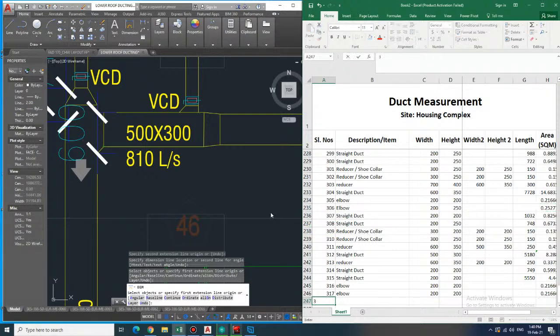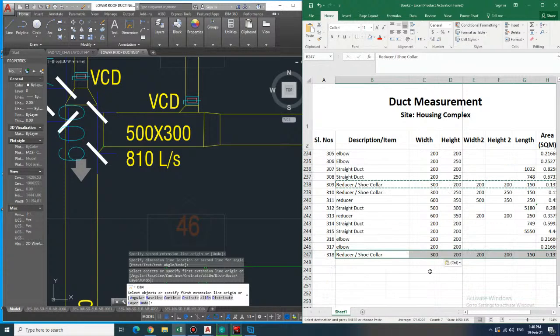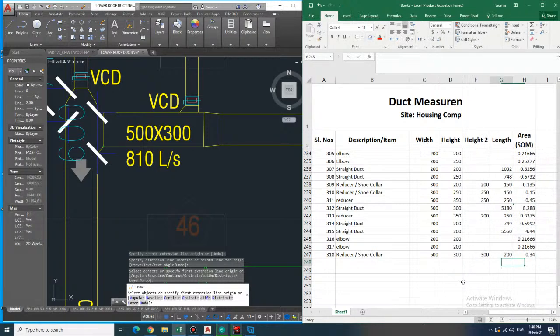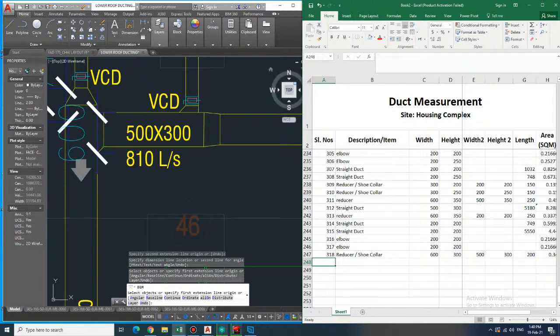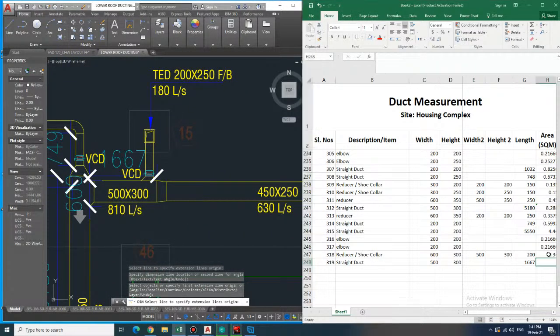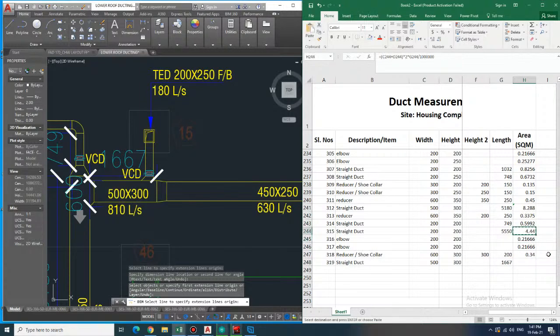Next, 318. This we can take. The size will be different, 600 by 300 and 500 by 300. Size is 150. Take it to 100 minimum. I'm going to this duct. 319 straight duct, 500 by 300, length 1667. Into the straight duct equation and put it here.